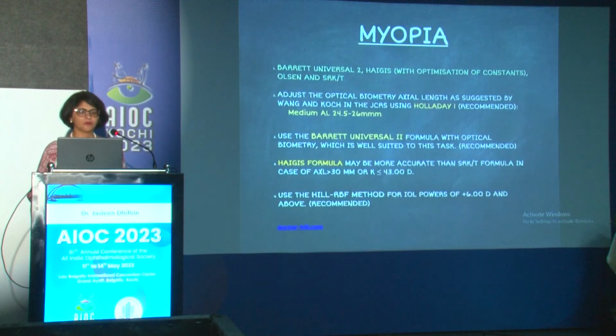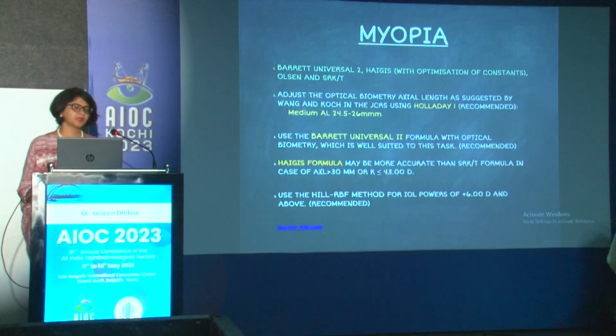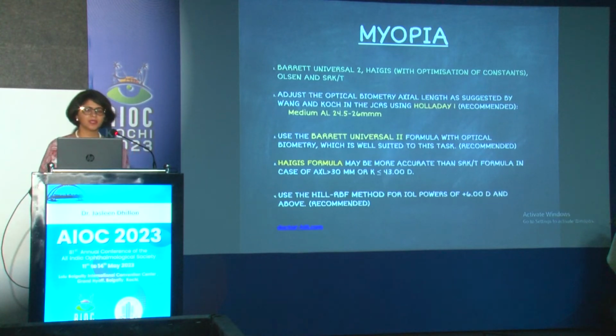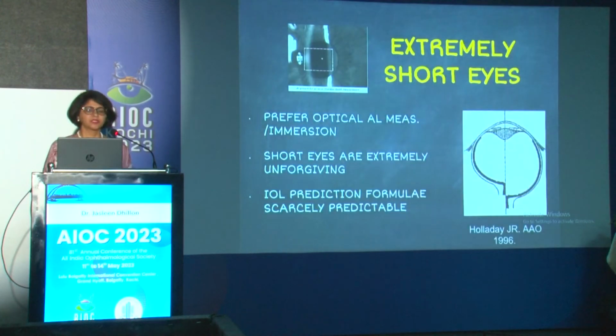In the formulae, of course, the Barrett Universal 2 is doing very well in most of the extreme eyes. And you could use the Wang and Koch adjustment in the Holladay when the axial length is 24.5 to 26 millimeters. And the Hill RBF method uses artificial intelligence and is recommended for IOL powers of +6 and above. So in the extremely short eyes, here again, use the optical biometer.